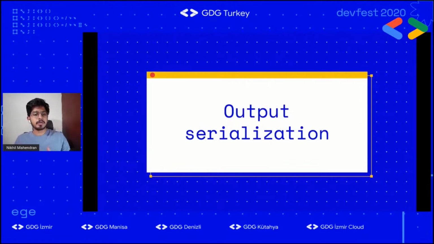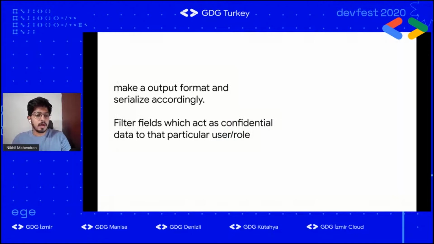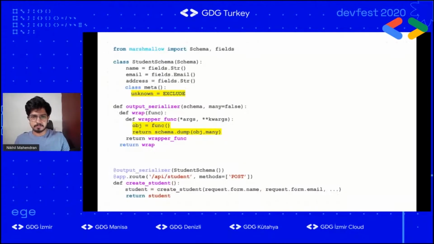So it is better to put a check on the output, on what format we are sending. Again, we are going to create a template for the output, what all fields it should have, and we will serialize accordingly. If it has extra fields, we will filter them out and we won't send those fields. So let's look at the code right now.